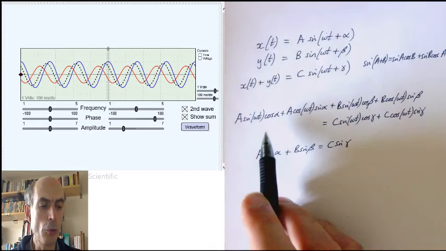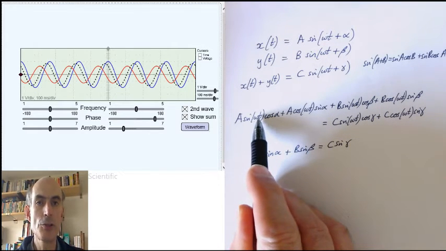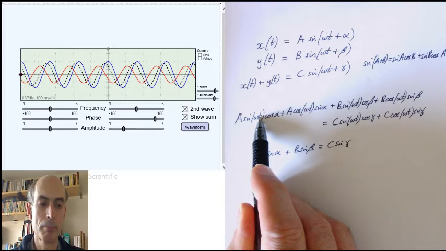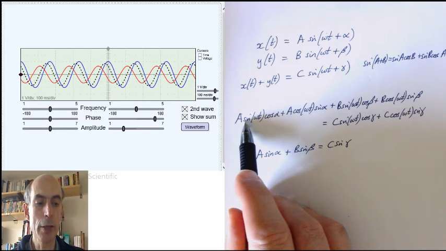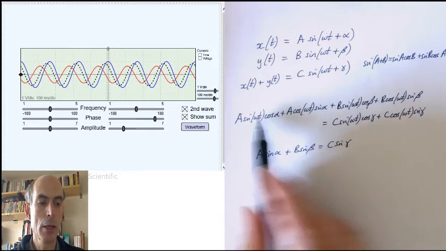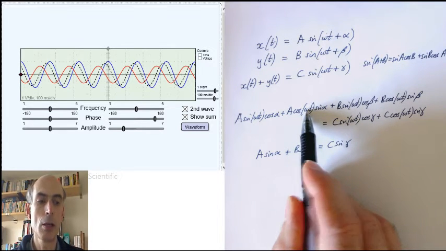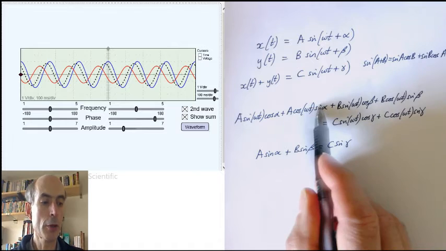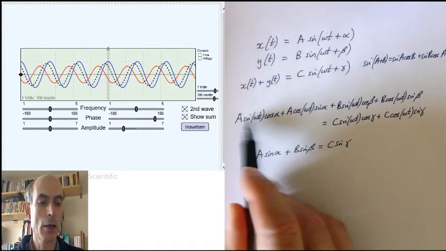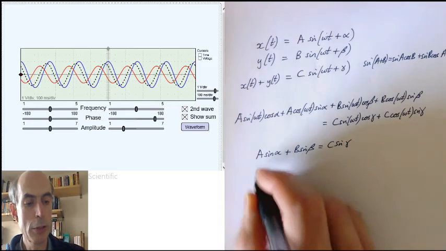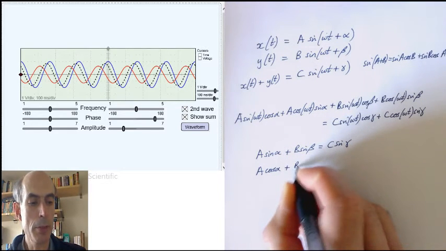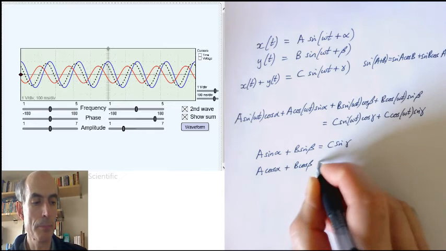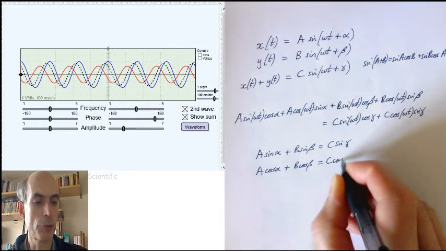Now we could also consider the time when omega t is pi over 2, or 90 degrees. And at that time, the sine of omega t will be 1, and the cosine of omega t will be 0. So all of the cosine terms would vanish, and the remaining terms would give me that A cosine alpha plus B cosine beta equals C cosine gamma.